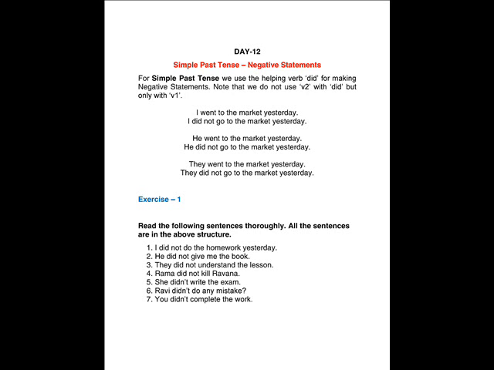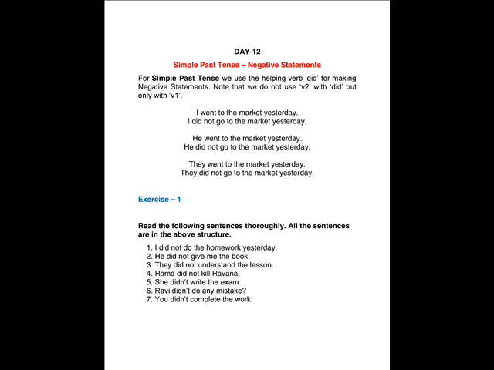Day 12. Simple past tense, negative statements. Now we saw in simple past tense, positive statements, that we have to keep the second form, the V2 form of the verb after the subject. But in the negative, we do not need to do that. We use a helping verb called did. For simple past tense, we use the helping verb did for making negative statements. With did we do not use V2, we use V1 only.